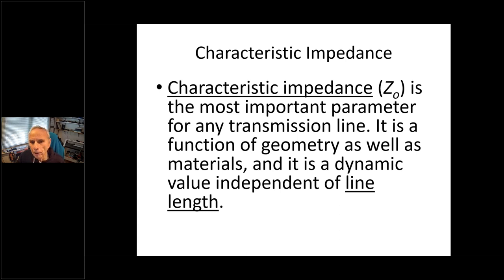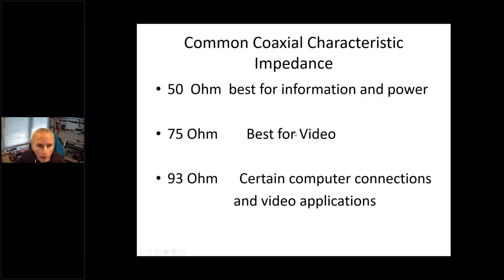We deal with something called the characteristic impedance of the coaxial cable. And we'll see how that characteristic impedance is determined. There are three basic factors, which are going to include the length of the line, and we're going to be looking at capacitance. The most common characteristic impedance cables that we use are 50 ohm, 75 ohm, and 93 ohm is very rare. But 75 ohm is basically for video, and 50 ohm is basically going to be for data and for power.